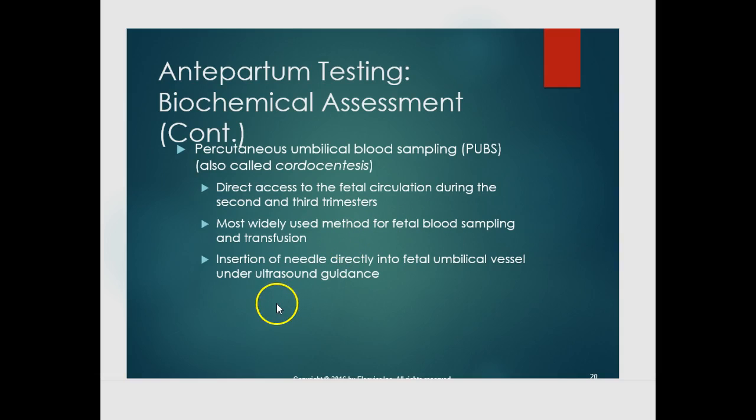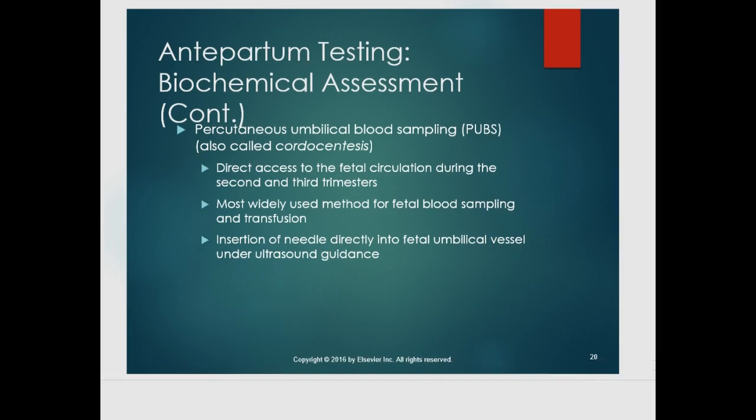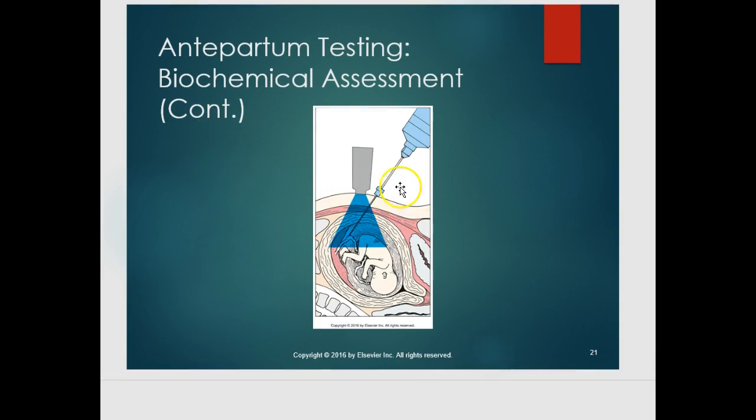We can get blood through there. Insertion of a needle directly through the fetal umbilical vessels under ultrasound. And you can see here it is. You can see they try to go really close to where the cord is inserted into the placenta. So with the ultrasound, they can take a needle, come through here, aspirate fetal blood out of the cord, analyze it, and then they can also give a transfusion this way as well. Of course, anytime a needle goes into the abdomen, you're at risk for bleeding, infection, and of course fetal injury.